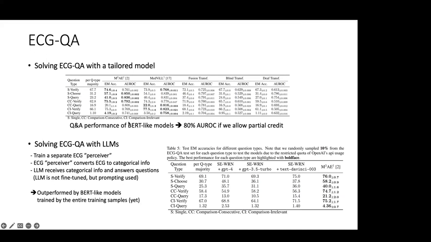But another route you can take to answer these questions is to take an LLM and, if you're familiar with HuggingGPT, have an external ECG perceiving model. Here I wrote ECG perceiver. If there's an ECG perceiver that can convert raw ECG into categorical information, then you just pass the categorical information to an LLM like ChatGPT, and let it summarize, paraphrase, or answer your question. You can do whatever you want, as long as you have structured textual information converted from raw ECG. So that's what we did. The LLM is not fine-tuned, but prompting was used.